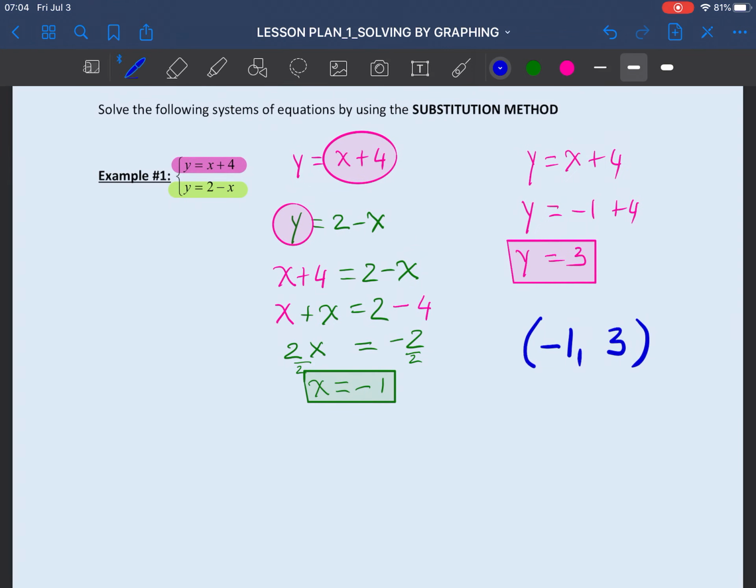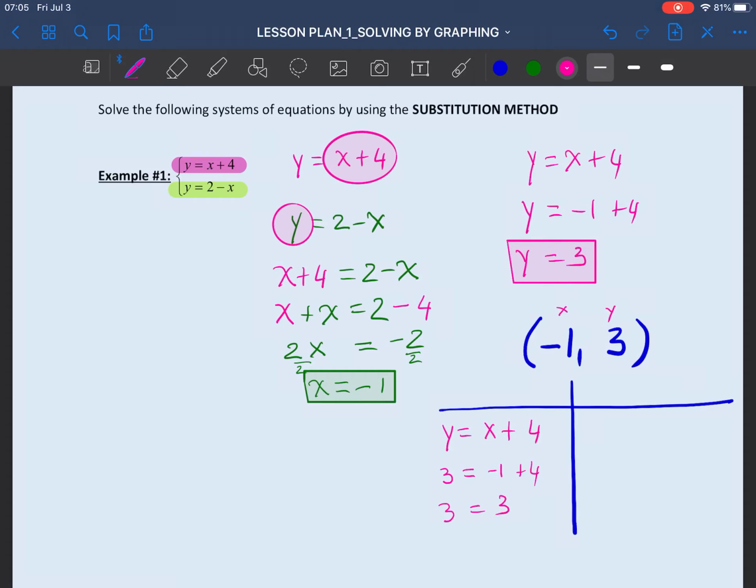And now we might be wondering, well, does this work for both equations? How do we know? It's very easy to prove the solution. The way I like to do it is this. I make a t-chart. You don't have to, okay, but it just keeps things more organized. So the first equation, y equals x plus 4, with the solution of x equals negative 1 and y equals 3, will change to become 3 equals negative 1 plus 4, 3 equals 3, so it works.